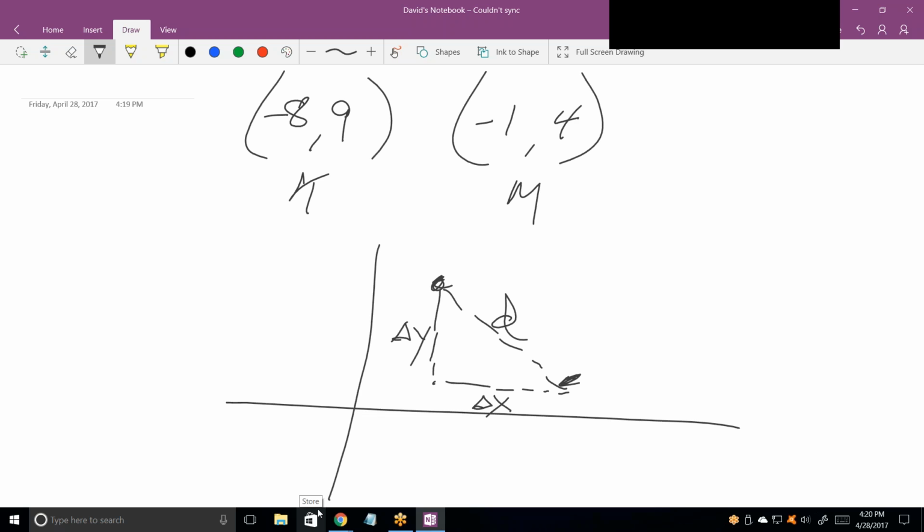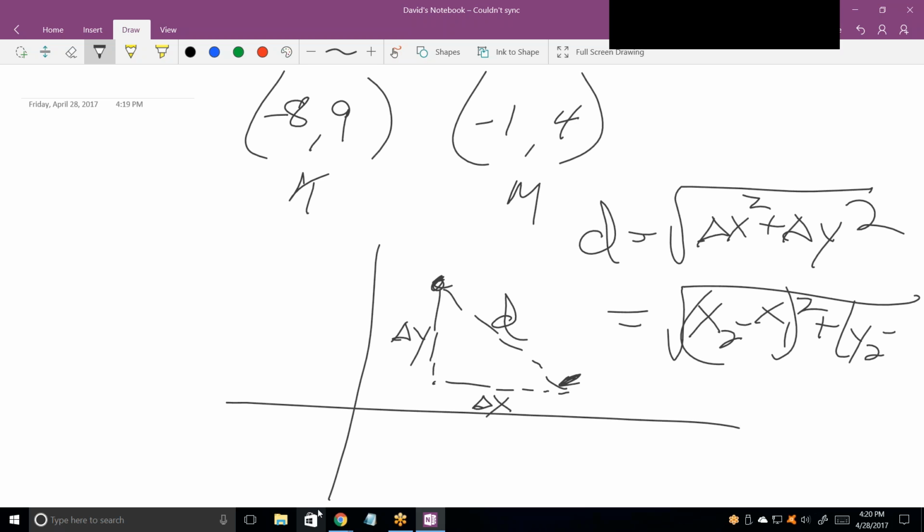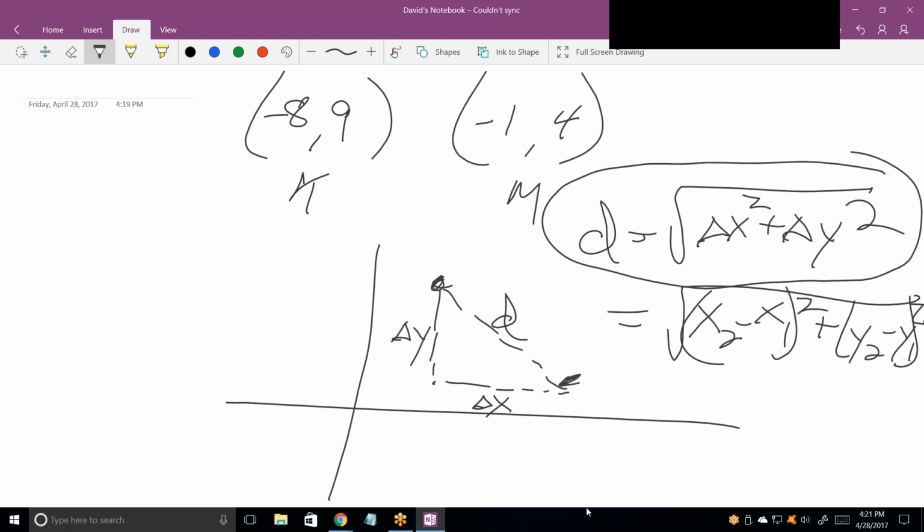And d, the distance, is going to be the square root of delta x squared plus delta y squared, which turns into the square root of x sub 2 minus x sub 1 squared plus y sub 2 minus y sub 1 squared. So once you know the formula, then the rest is trivial. But always remember the distance formula, that's the hypotenuse of a right triangle. Once you remember that, then you'll always remember what it means.